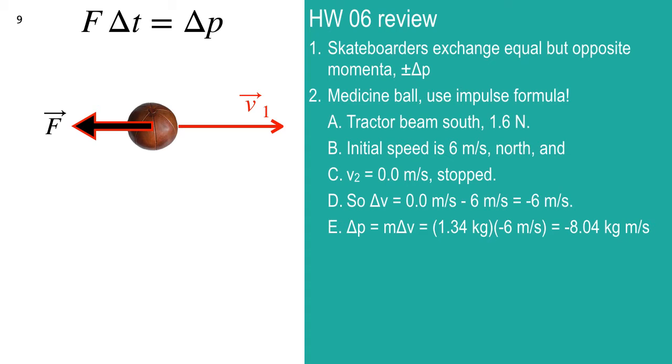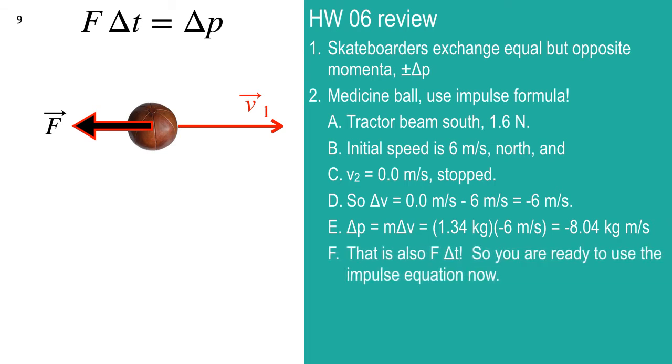Because sometimes I'm typing so fast, I bloop it up, but good, all right. So now the spaceship is going to acquire a positive 8.04 in this interaction, but the spaceship is not going to do anything because it's a lot bigger than the medicine ball. Anyways, that's what we got. All right, so now we could put that into the impulse equation because now look up here at the very top. We have delta P, that's negative 8.04.